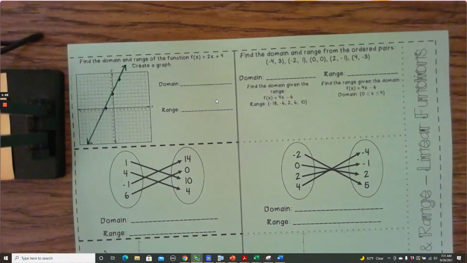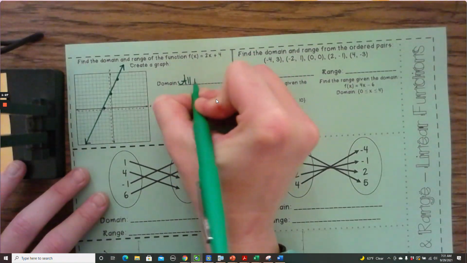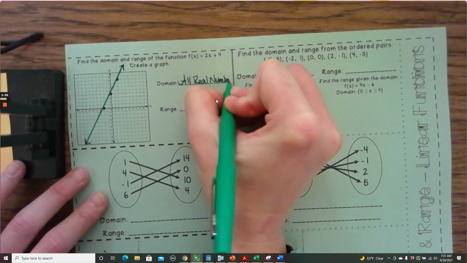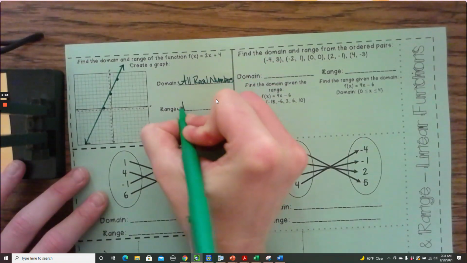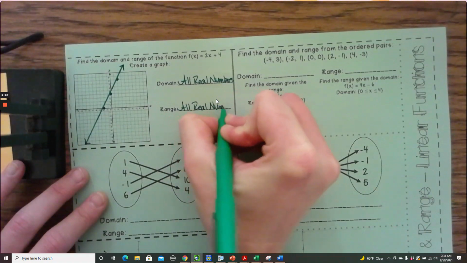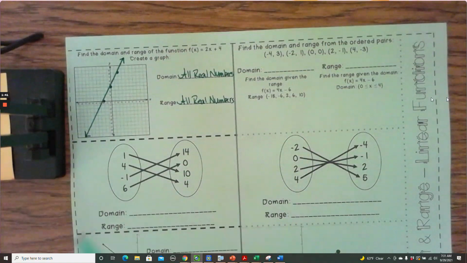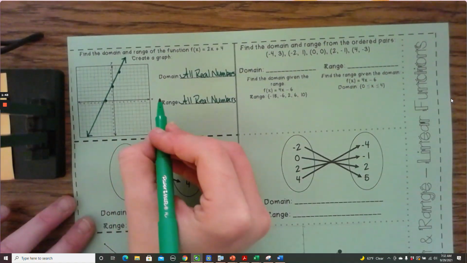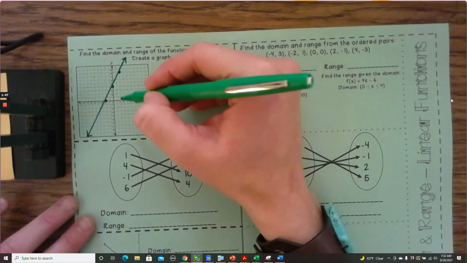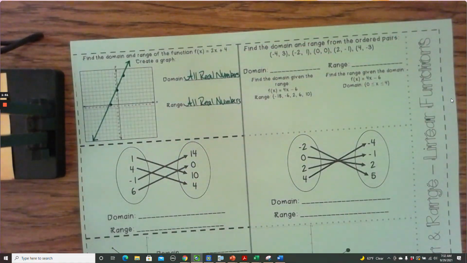And so when we have a straight line that goes on and on forever, the domain is all real numbers, and the range is all real numbers. So again, the domain are the x's. So again, this line will go on and on forever. It will go through every x value to positive infinity and negative infinity. It will also go through every y value to positive infinity and to negative infinity.